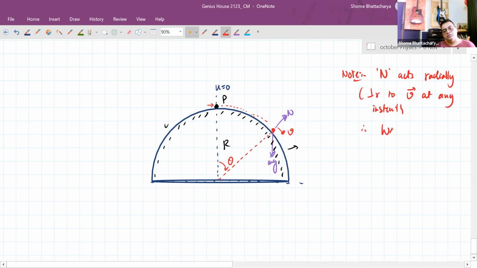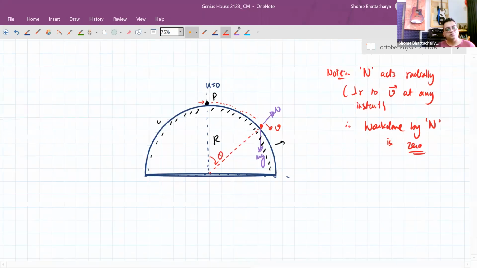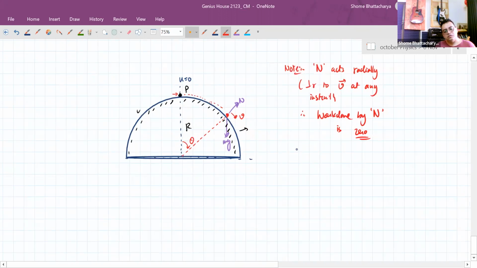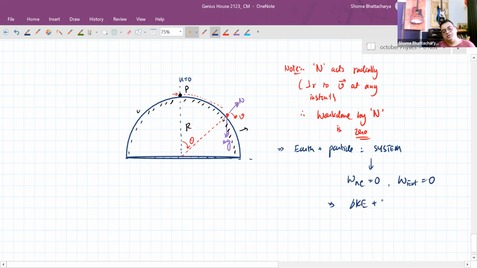Therefore, work done by normal reaction is zero. So because work done by normal reaction is zero, therefore we take the earth plus particle as a system, then work done by non-conservative forces is zero for the system. Work done by external forces is zero for the system. So change in kinetic energy plus change in gravitational potential energy is zero.